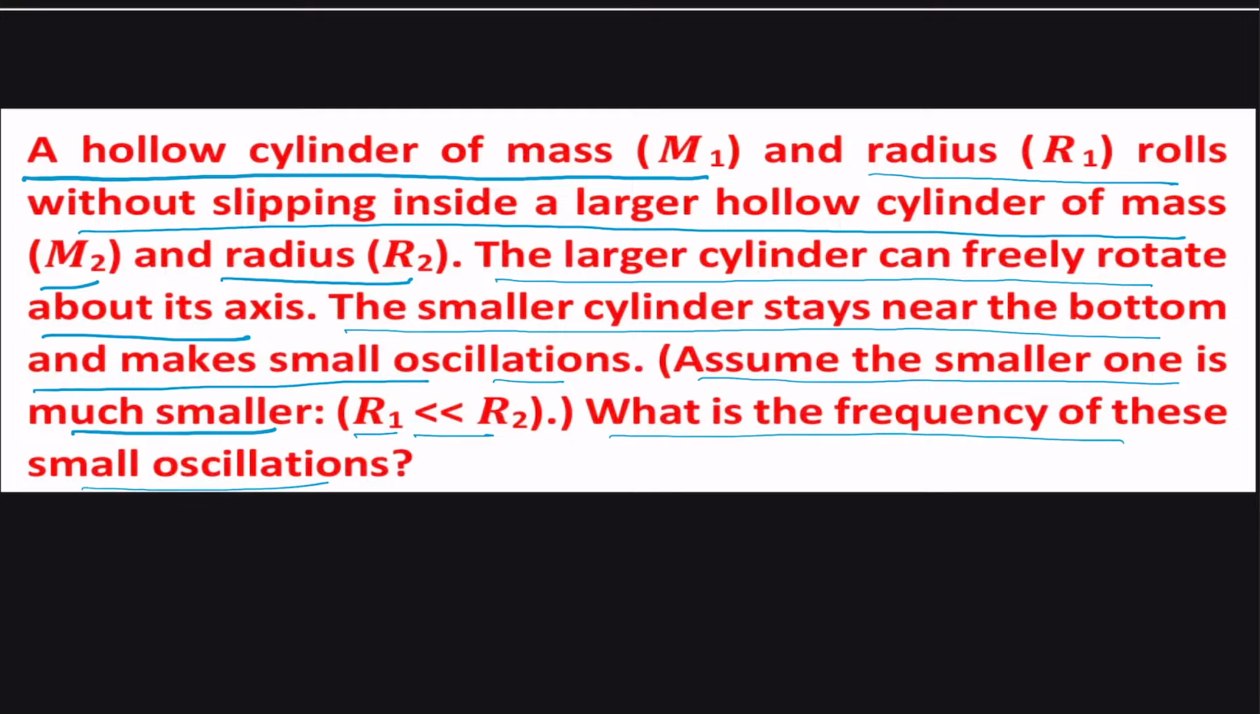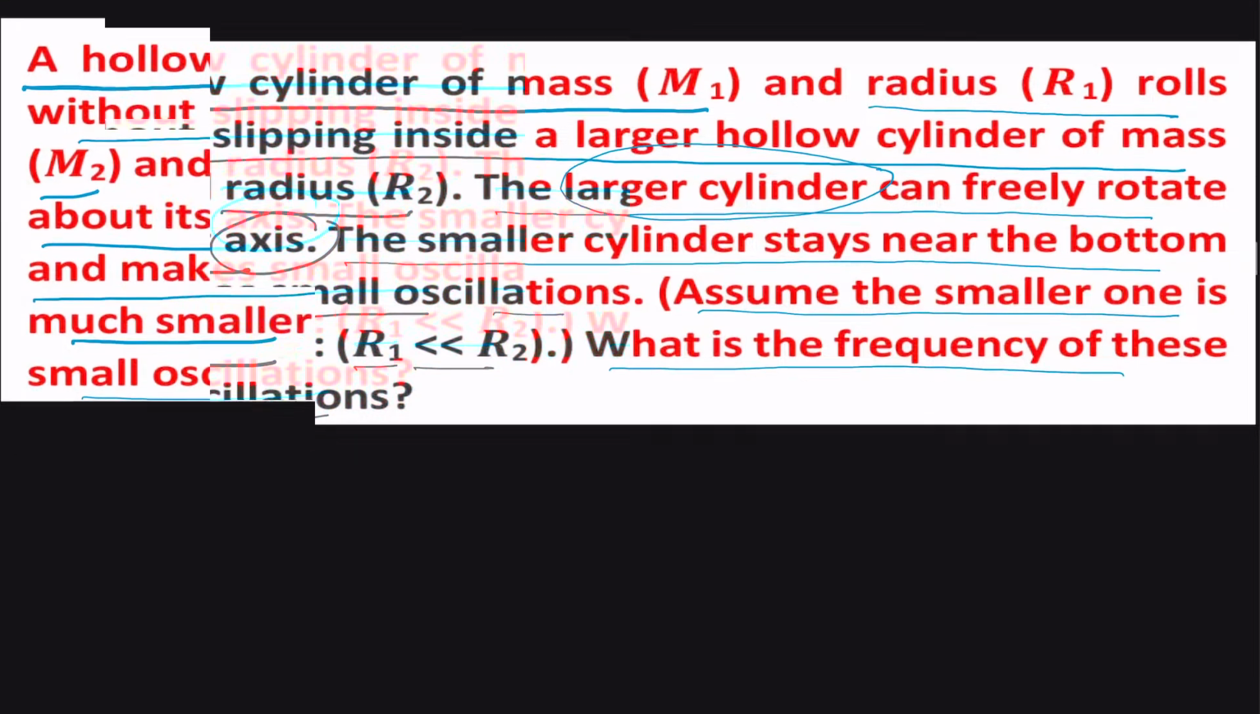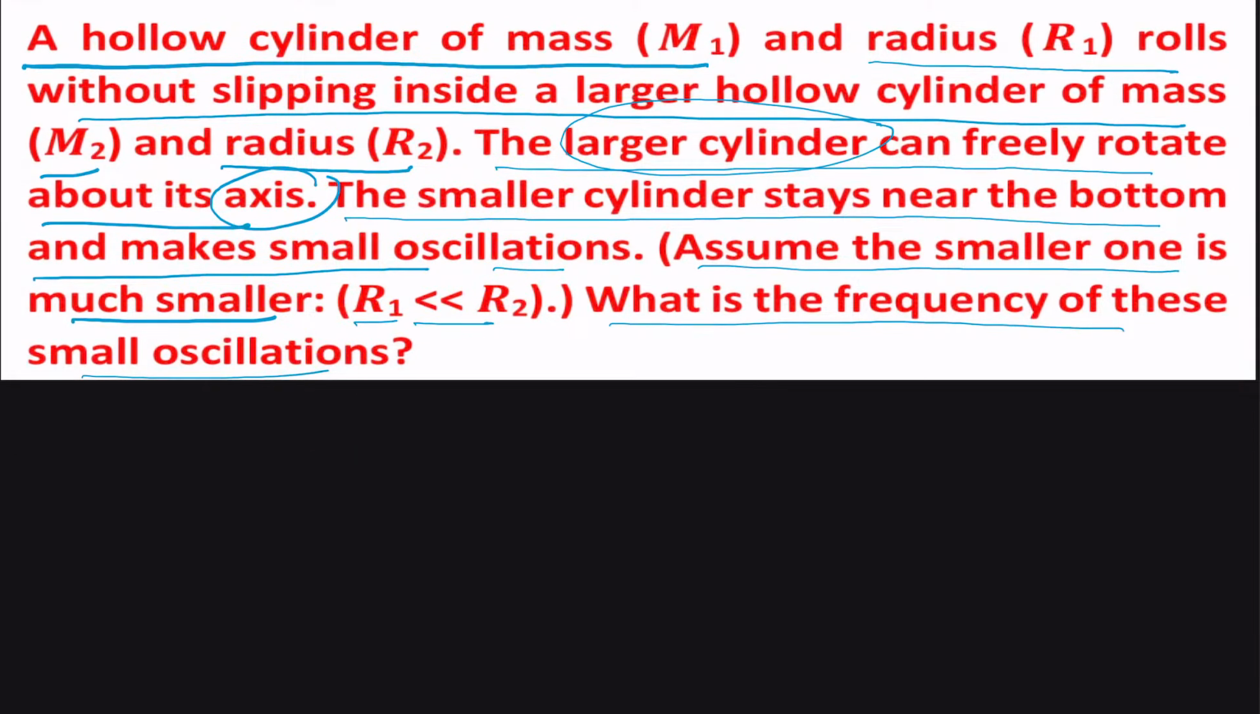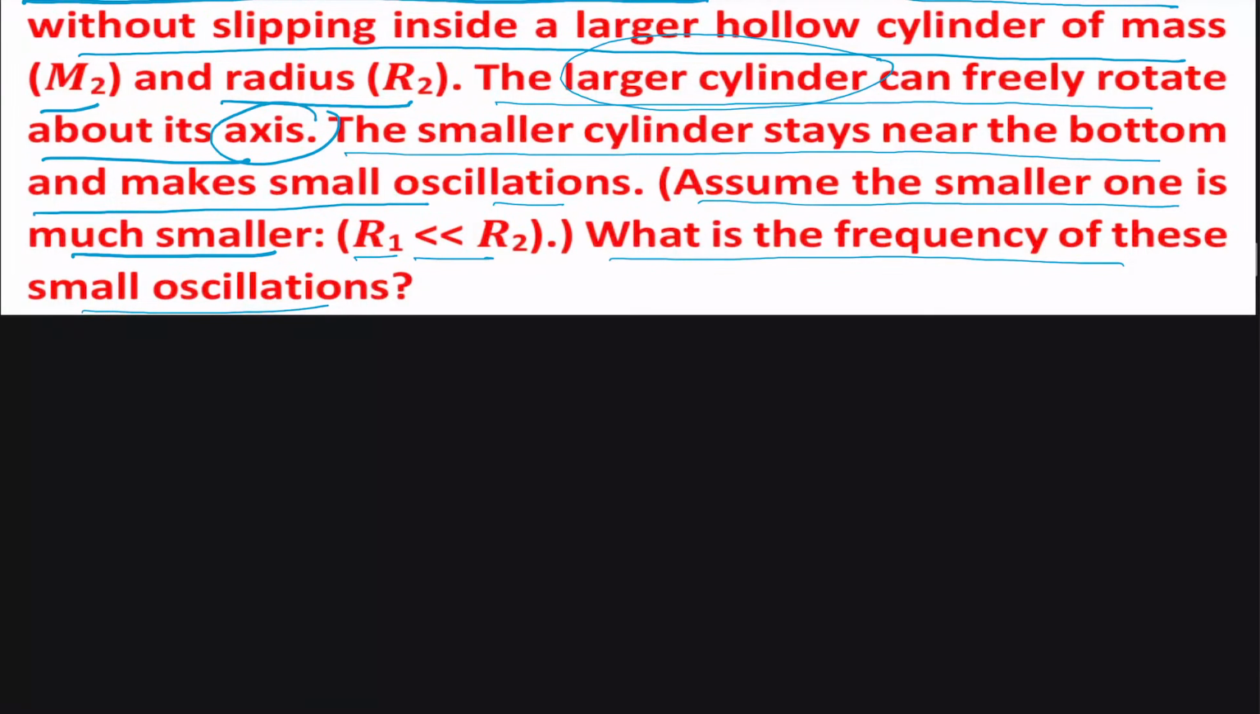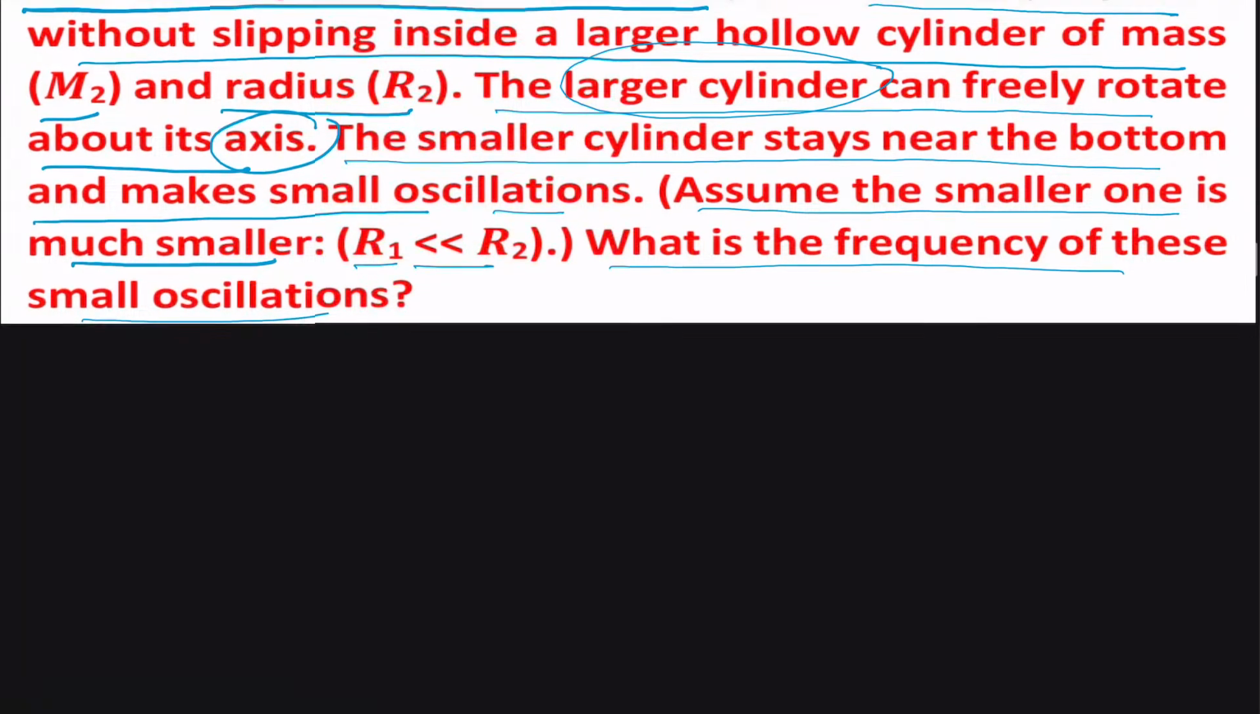So the major difference between the first question and this question is that in this question the larger cylinder is also free to rotate about its axis. In the first question the larger cylinder was fixed. So this is the major difference between the two. So first of all, let us write the equation for their respective moment of inertia, because in this case both the larger as well as the smaller cylinder are going to rotate.